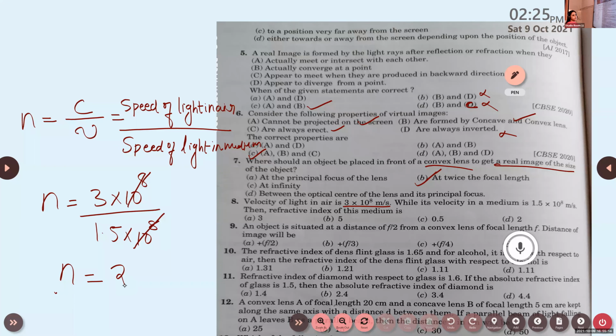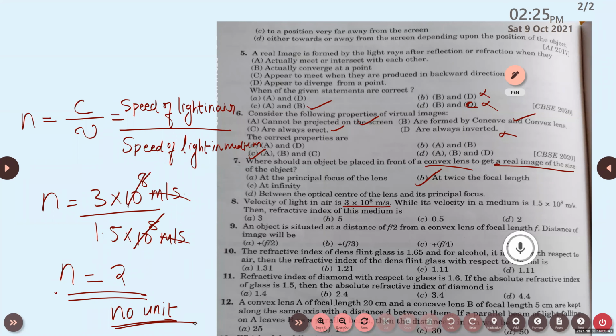What about the unit of refractive index? No unit. Very good, excellent. There is no unit for refractive index. Why? Here both the quantities are expressed in meter per second. The speed of light in air, in the numerator, is in meter per second. The speed of light in medium is also in meter per second. So meter per second and meter per second cancel, and there will be no unit for refractive index n. So n is equal to 2. It's a numerical value. So option D is right.